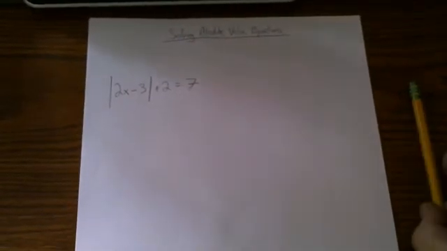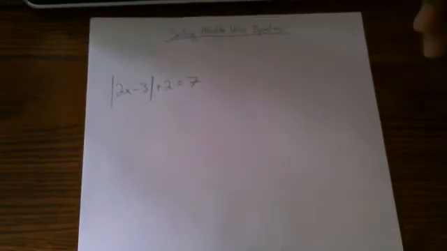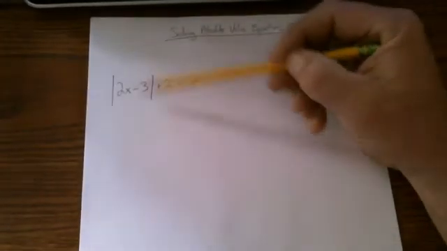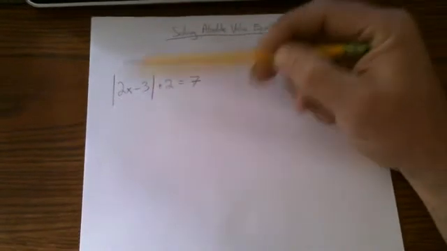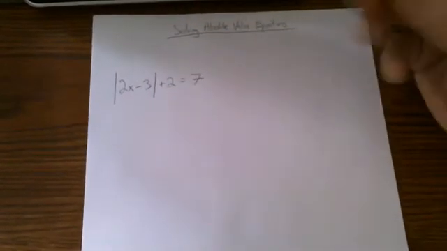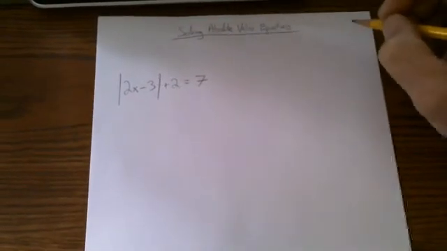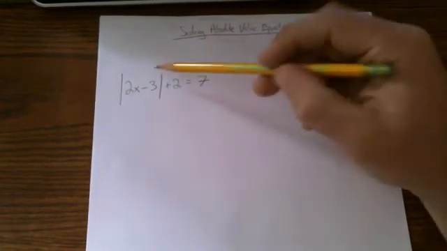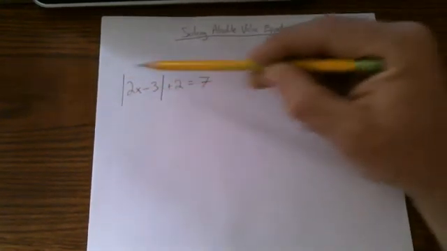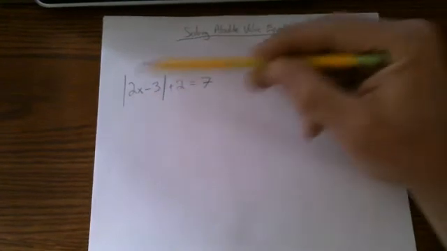Okay, here's another type of equation that we're going to learn how to solve. This is called an absolute value equation because of the absolute value bars around the 2x minus 3 here. So in order to solve an absolute value equation, the first thing you have to do is isolate the term inside of the absolute value bars.